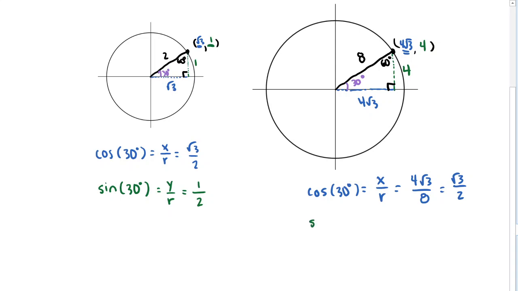And then sine of 30 degrees is going to give us the y-coordinate of the point on this circle corresponding to 30 degrees divided by the radius of the circle. And so here we get, well, what is that? That's 4 over 8. That's 1/2.